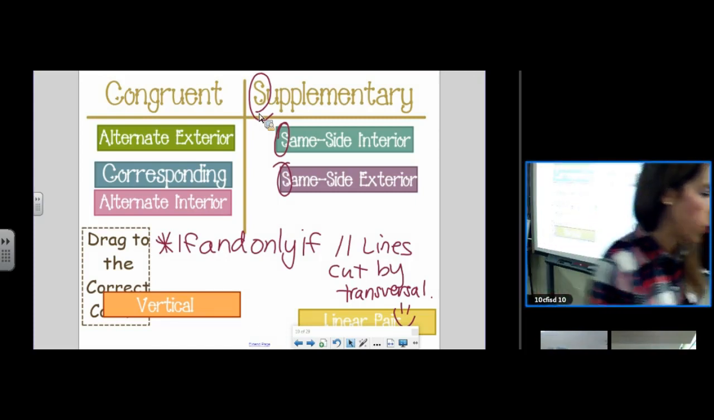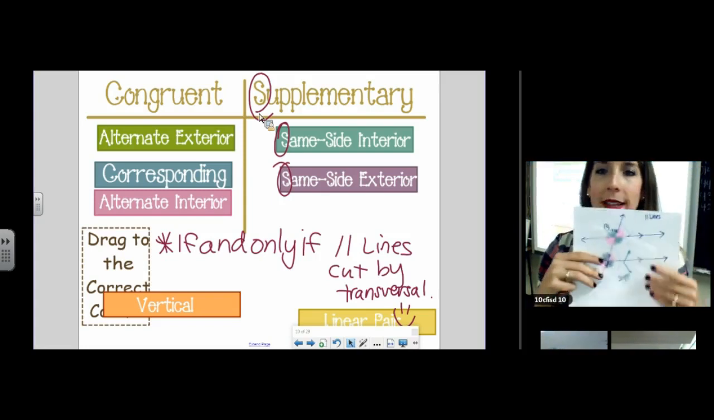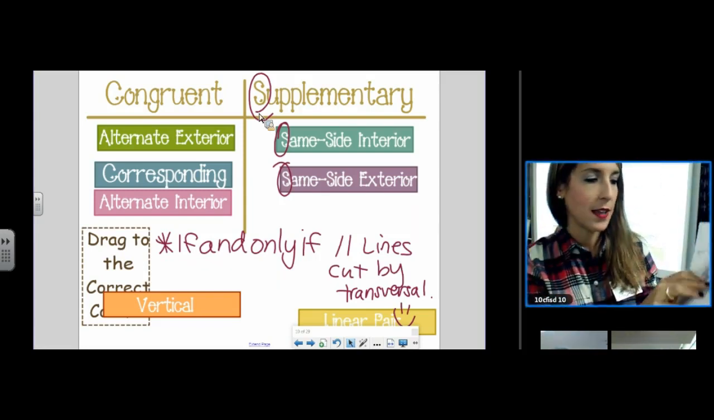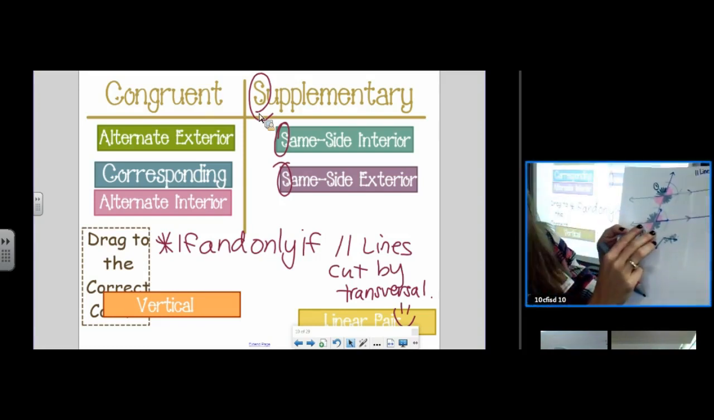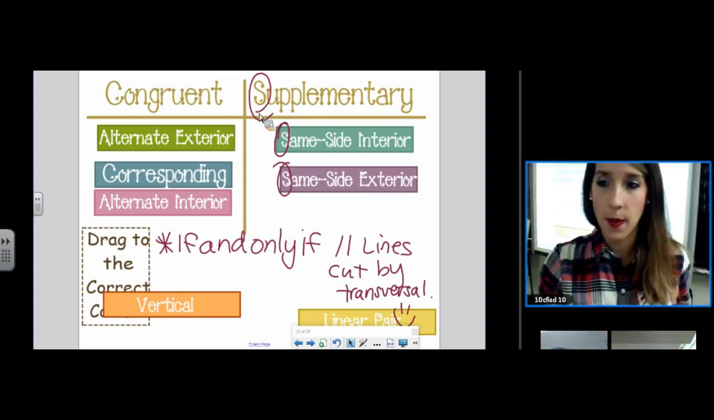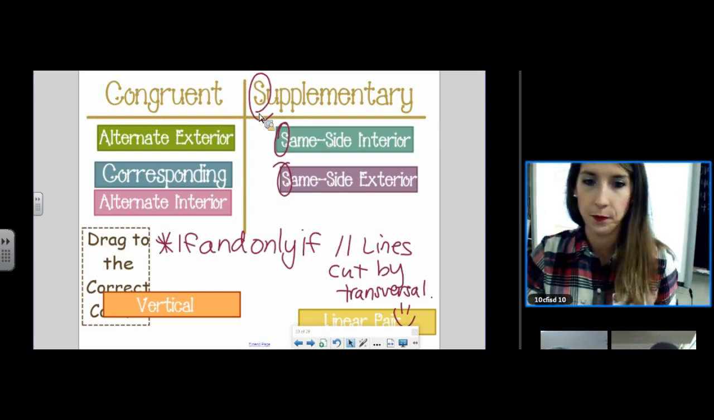So if you saw a question on a quiz or a test that said, what type of angles do you use to construct parallel lines? Your answer would be, oh, we used corresponding angles. We used corresponding angles to construct the parallel lines. But then we had all the other angle relationships when we were done.